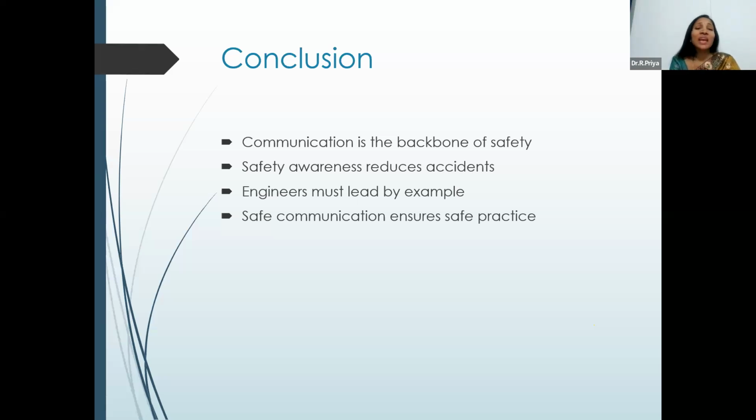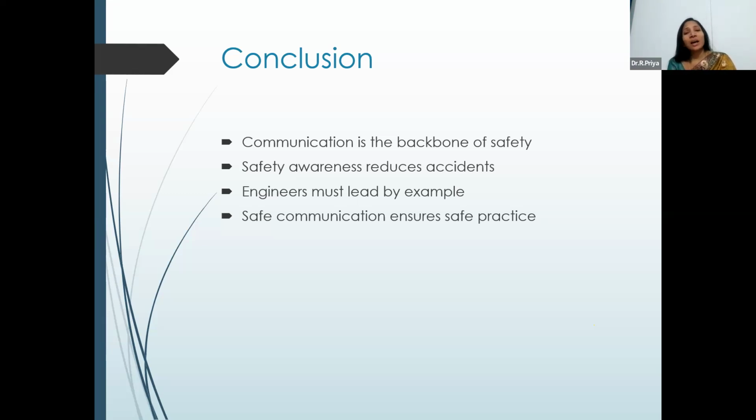So finally, to conclude, communication is the backbone of safety. Safety in the engineering workplace depends heavily on how well safety information is shared and understood. So it needs clear, timely, and accurate information. It ensures that hazards are recognized and preventive measures are followed. Example, well communicated procedures for handling flammable materials prevent fire accidents in a chemical plant.